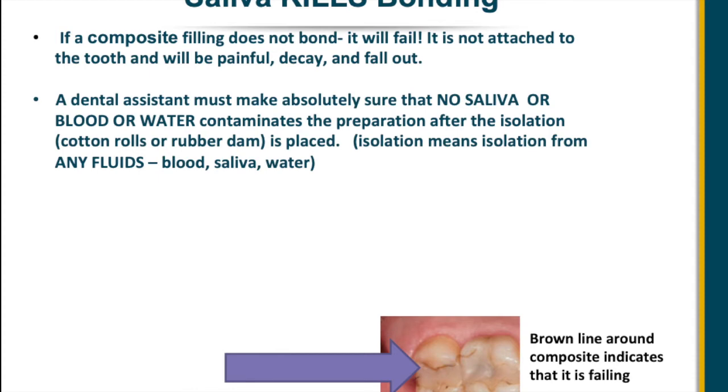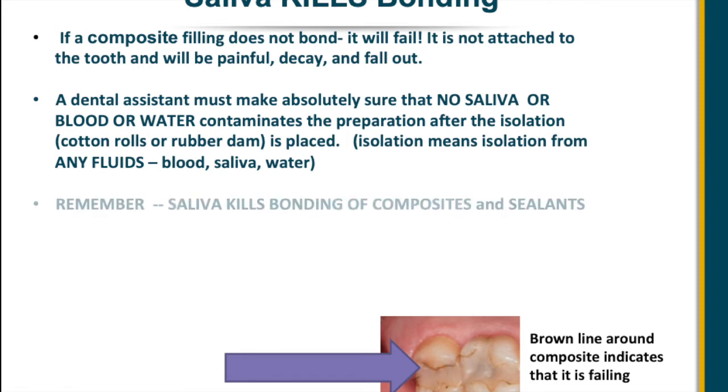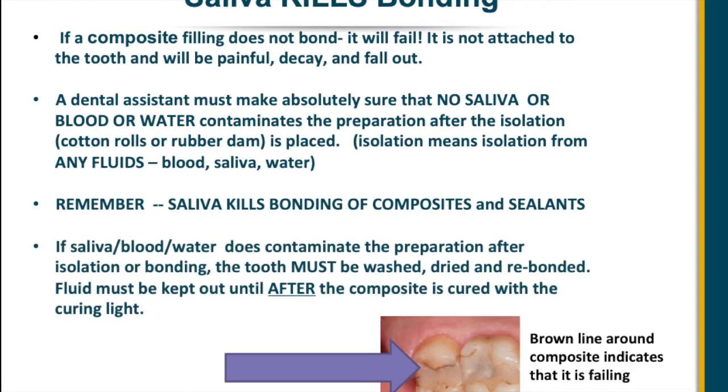My dental assistant must make absolutely sure that no saliva, blood, or water contaminates the preparation, meaning the tooth is prepared and a hole is made in the tooth where the cavity was. That preparation, once it's clean and dry, needs to stay clean and dry until everything is done with the filling. So remember, saliva kills bonding of composites and sealants. You need to know that too, because assistants in many states can place sealants, and the sealant must be free of saliva, water, or blood in order to make sure that it bonds properly.